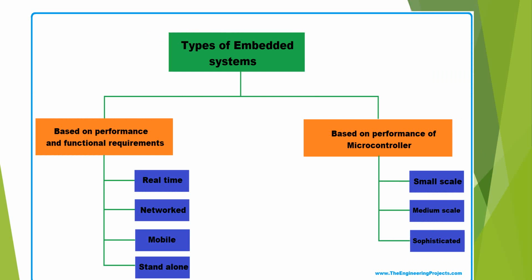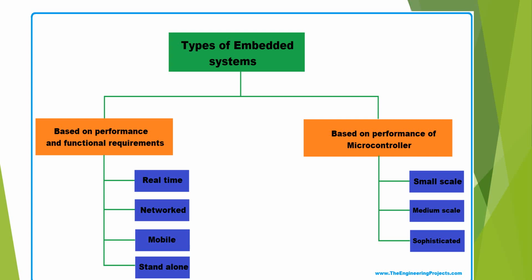Embedded systems can be classified into two types: based on performance and functionality required, and based on the performance of the microcontroller. Coming to performance, there are four types of embedded systems. The first one is real-time embedded systems. As the name indicates, it must perform a task within a specific time period. If it passes this time period, the gadget is automatically destroyed. So here the time bound is particularly important.